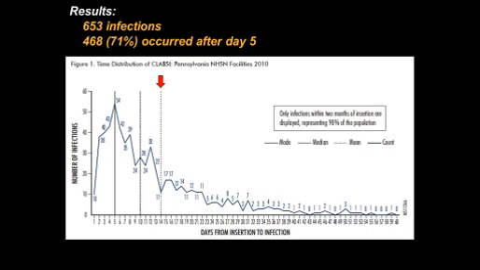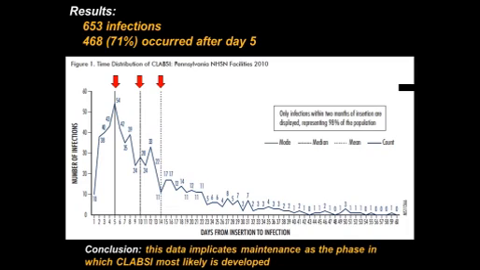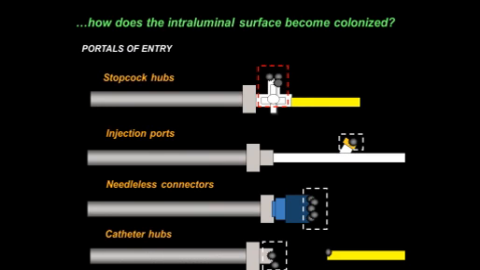So here, at the first arrow, we see that the mean time to infection was 14 days. And that the median time was 10 days, meaning that half of the infections occurred after 10 days and half before 10 days. But the mode is 5 days, and that is the day at which most of the infections occur. And we can, in general terms, indicate that those infections that occurred 5 days or less were primarily insertion-oriented, and those after 5 days were primarily intraluminal. So the conclusion was that this data implicates maintenance as the phase in which CLABSI is most likely developed.